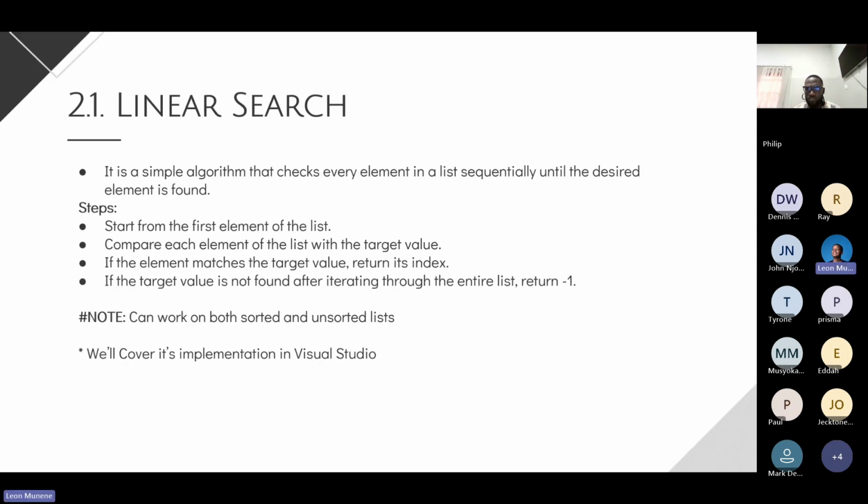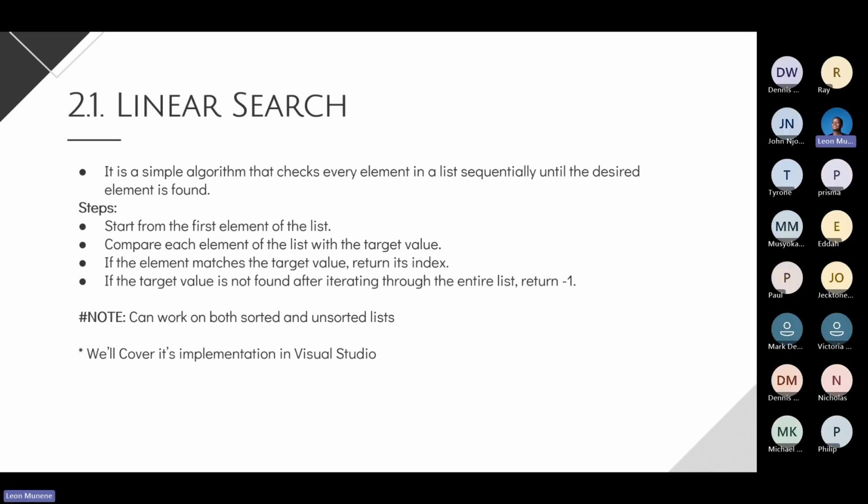The first one is linear search. As you can hear, it's linear, straight on. It's a simple algorithm that checks every element in a list sequentially until the desired element is found. What do you mean by sequentially? Basically, you start at the first one and go on until the end. No skipping. You move on one by one to the end. That's why we call it linear. It's on one path, direct, equal steps. That's what is called linear search.